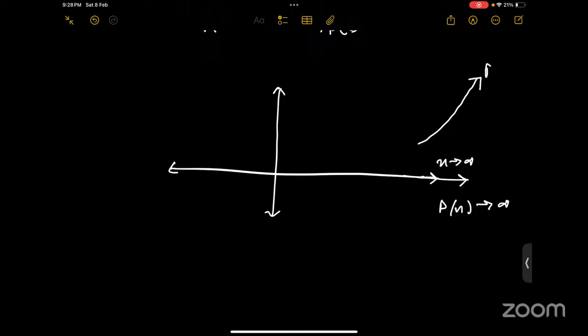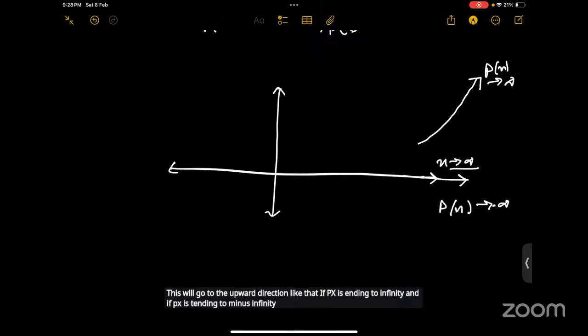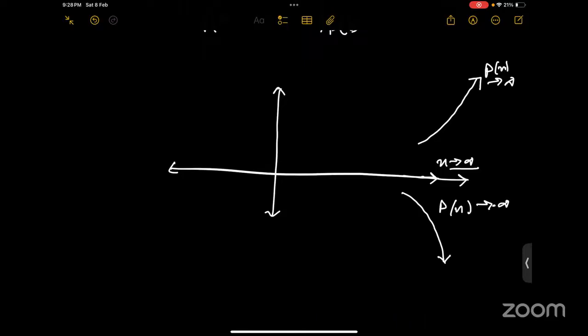If p(x) is tending to minus infinity when x is tending to infinity, then our graph will go in the downward direction. So we can see the movement, right? Here the x value is going to infinity, but the y value is going to minus infinity, right? Yes.